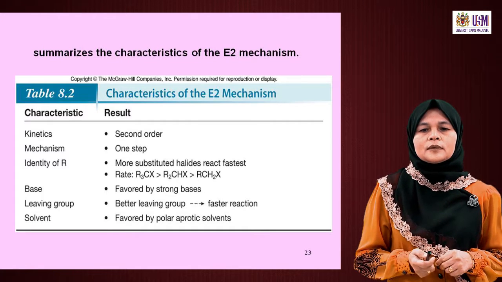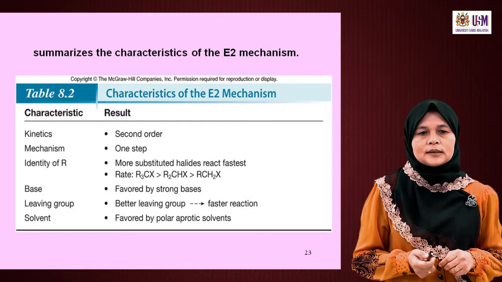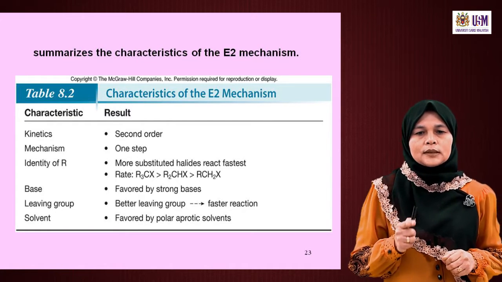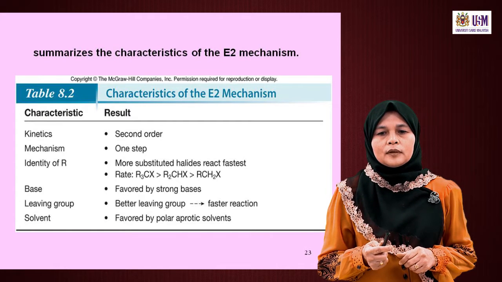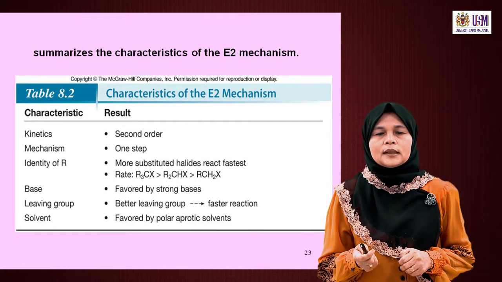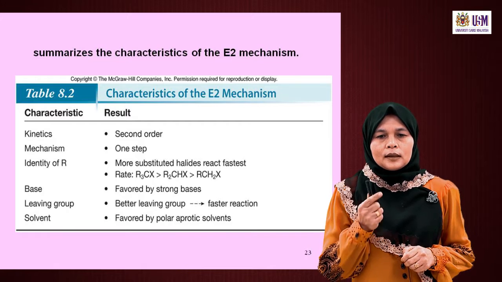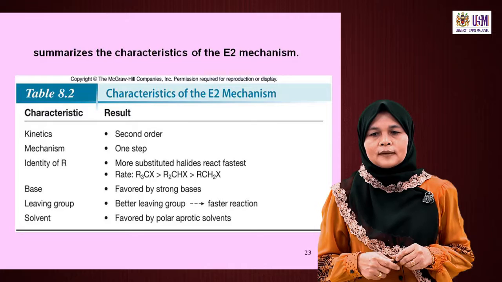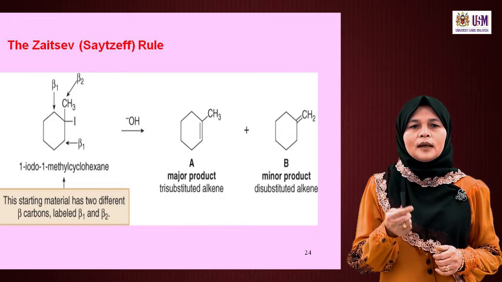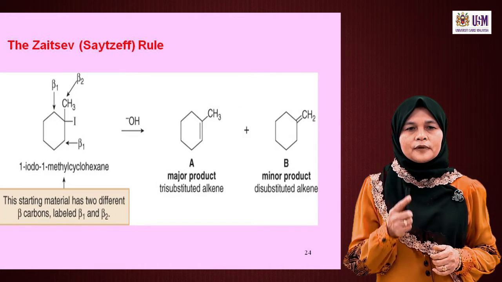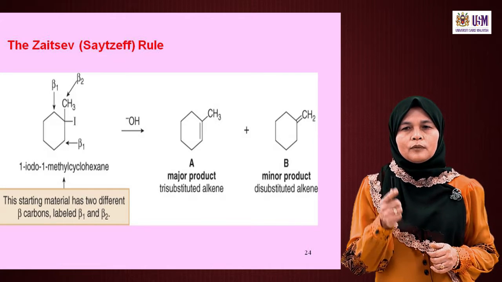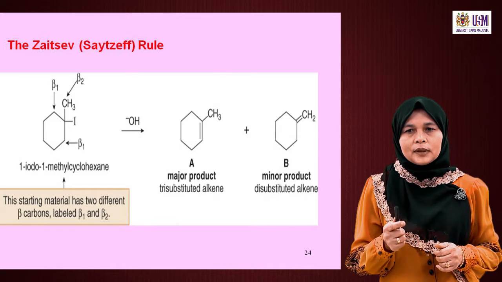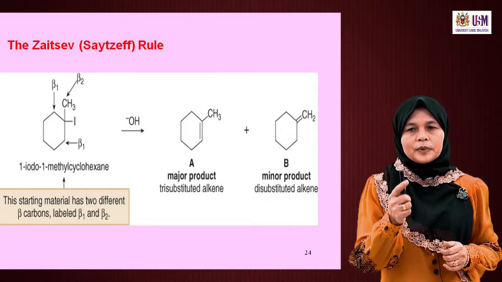The more substituted halide will react fastest, and this reaction is favored by strong bases. The better the leaving group, the faster the reaction, and the reaction is favored by polar aprotic solvent. Recall that when an alkyl halide has two or more different beta carbons, more than one alkene product is formed. When this happens, one of the products usually predominates.